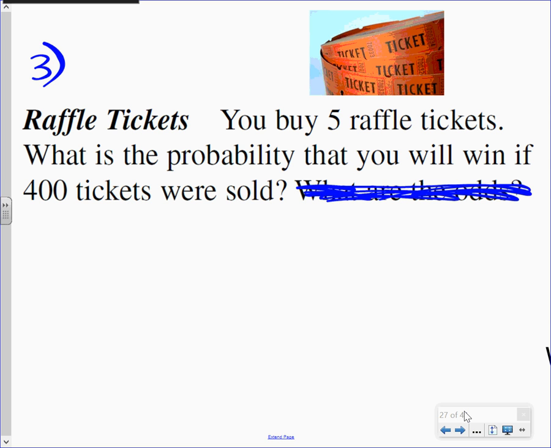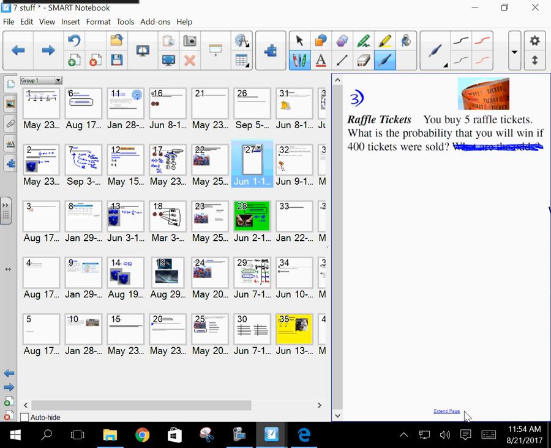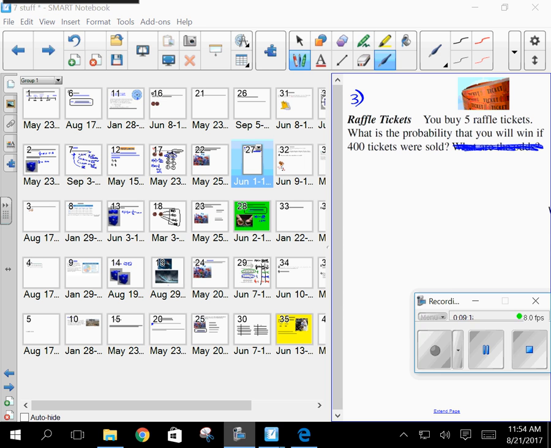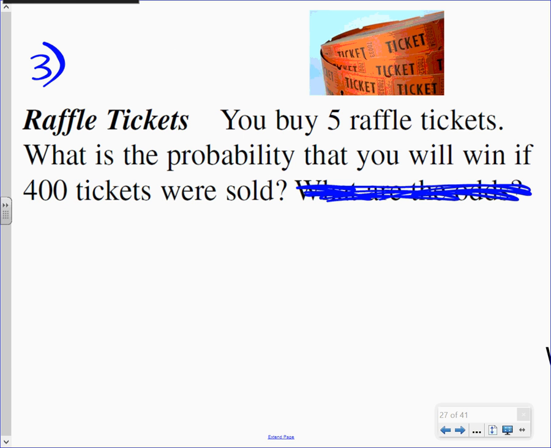You buy 5 raffle tickets. What is the probability that you will win if 400 tickets were sold? Want to copy that down first? So it's a raffle.